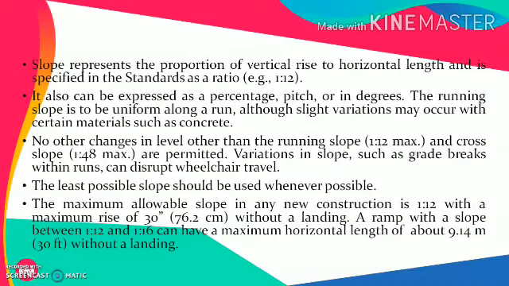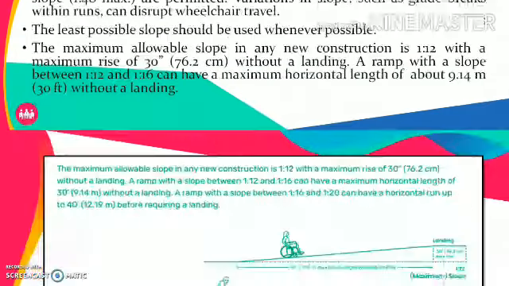A ramp with a slope between 1:12 and 1:16 can have a maximum horizontal length of around 9 meters or 30 feet without a landing. If we need to accommodate more horizontal distance than this, then once again one should provide an intermediate landing as described earlier.